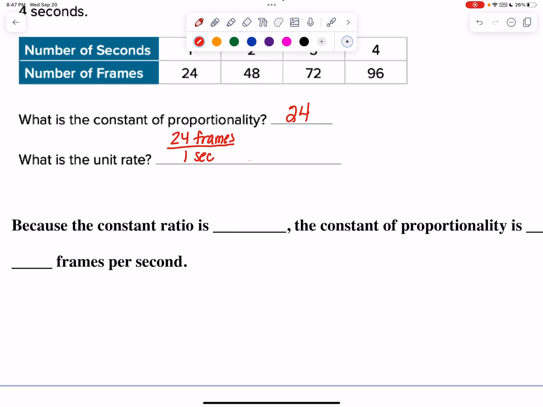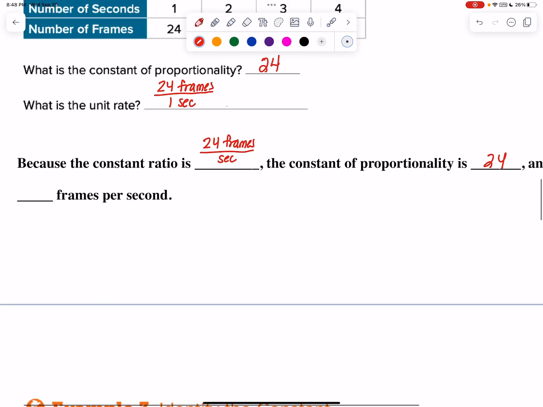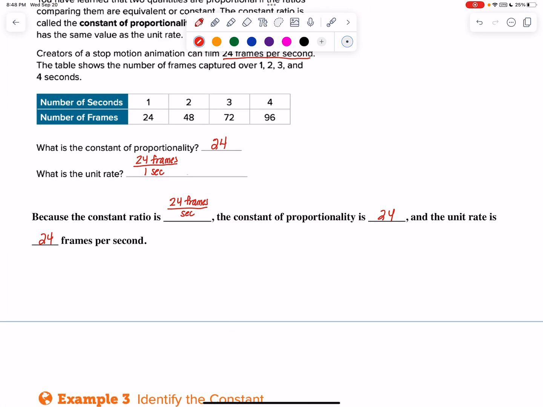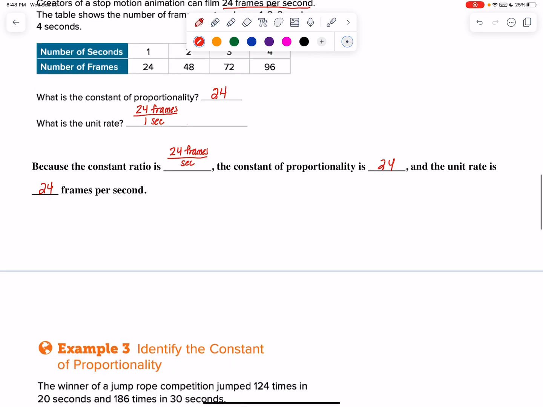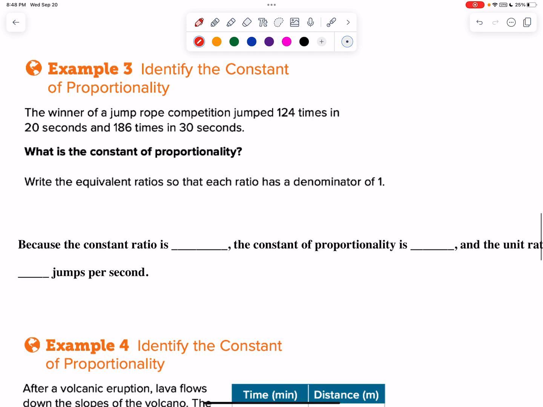It says because the constant ratio is 24 frames per second, the constant of proportionality is 24, and the unit rate is 24 frames per second. Okay, so that's all you do for constant proportionality. Find the unit rate, and whatever number's on top is your constant of proportionality. It's that multiplier for each unit.